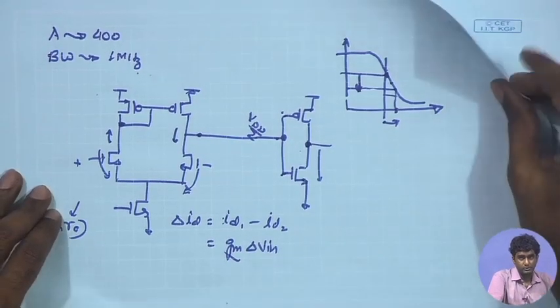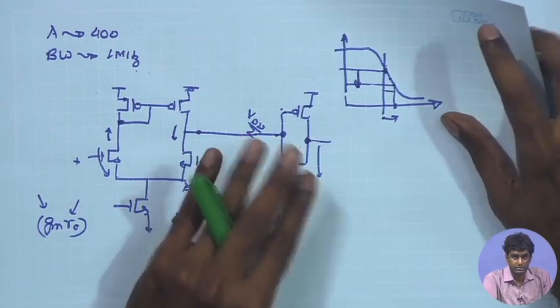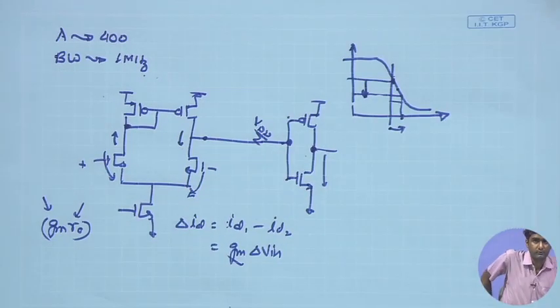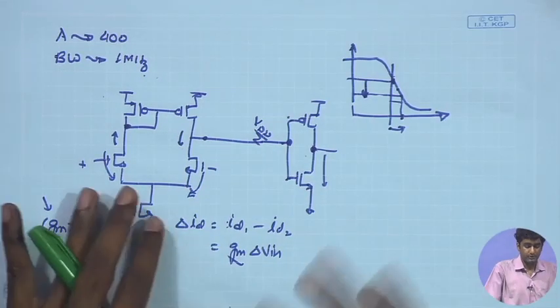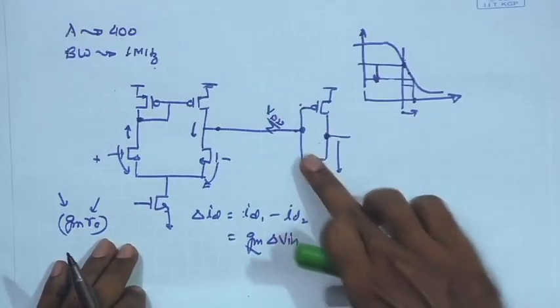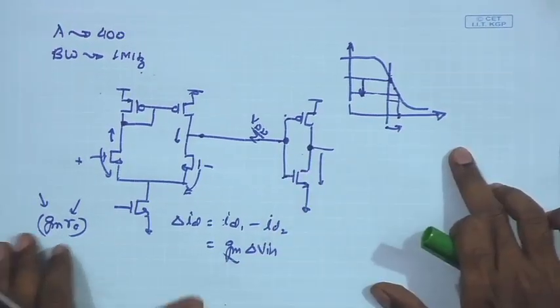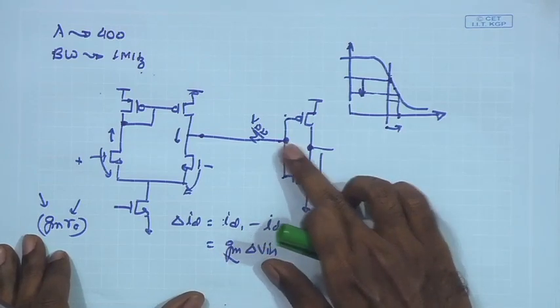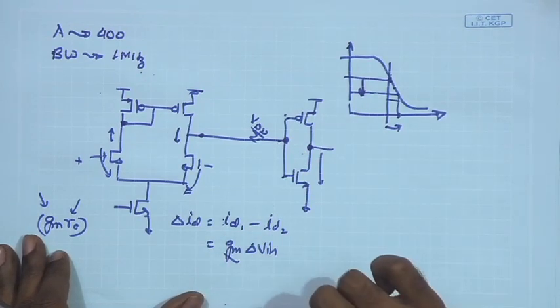Alright, so let us look into the concept of trip point of the inverter, which is again going to play an important role for the analog circuits wherever you are trying to incorporate digital inverters interfaced with analog signals. So trip point is defined as the threshold of the inverter. This is the input level for which output is equal to input.